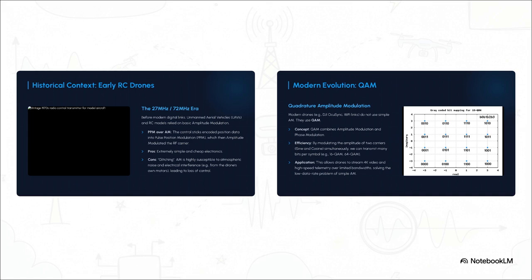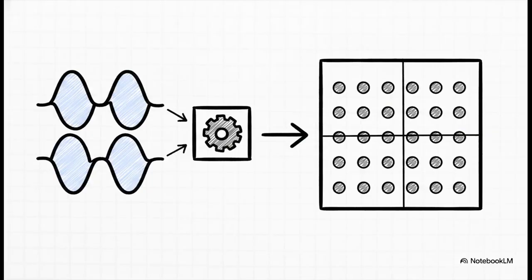To crush the limitations of standard AM, the whole industry pivoted to quadrature amplitude modulation, or QAM. QAM is, honestly, a stroke of engineering genius. It fundamentally smashes amplitude modulation and phase modulation together. Instead of relying on a single carrier wave, QAM uses two, a sine wave and a cosine wave. They operate on the exact same frequency simultaneously, but they are completely out of phase with one another.